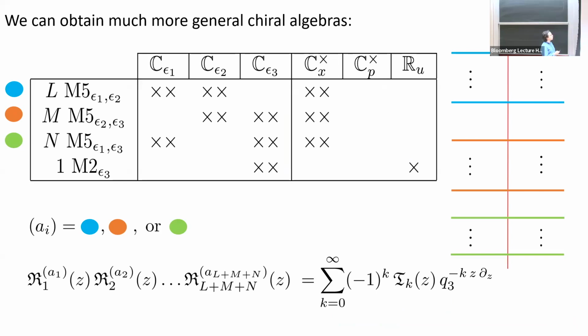So what does it look like, for instance? This configuration is supersymmetric, it preserves SUSY. If I take L M5, M M5, and N M5 in a very generic assortment, such that I have a vertex operator algebra at the corner on C_X, C_Z, whatever, and one M2 as before.